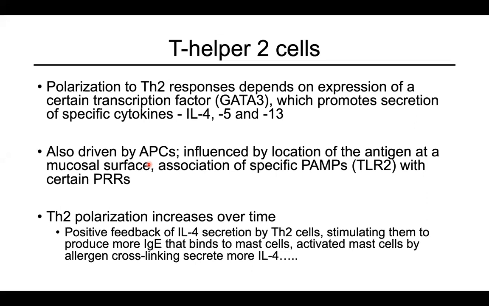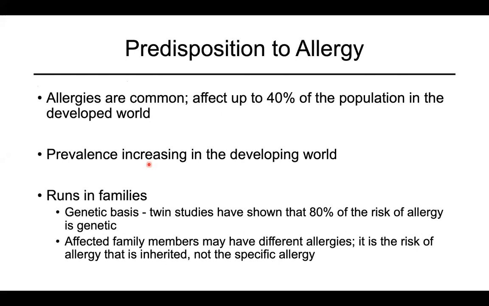Okay. The other thing to note is that T helper 2 polarization increases over time. There's a positive feedback loop. Your T helper 2 cells secrete interleukin 4, which stimulates your B cells to secrete IgE. This IgE binds to mast cells. When the mast cells degranulate, remember you have your preformed and your newly formed mediators. Some of these newly formed mediators include other cytokines, so you still get more cytokines like interleukin 4 being produced, which come back and stimulate your T helper cell. So you're getting a positive loop, and this is what leads to more and more skewing of the T helper 2 cells. Okay.